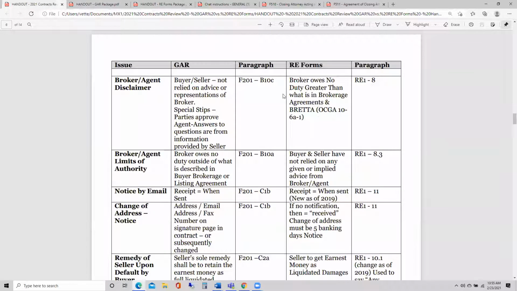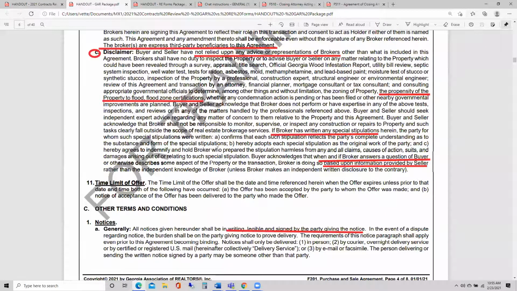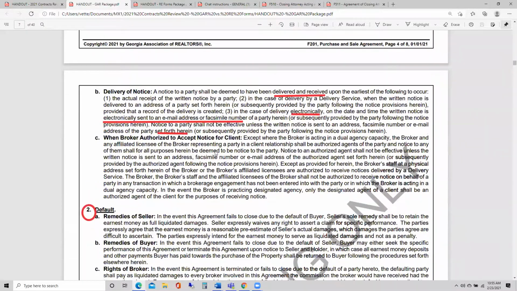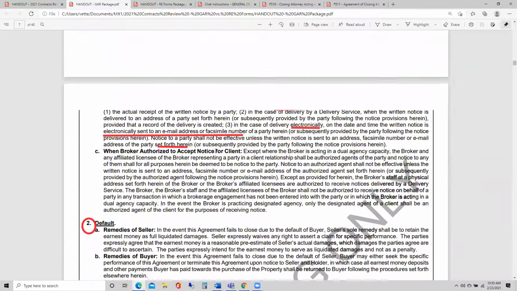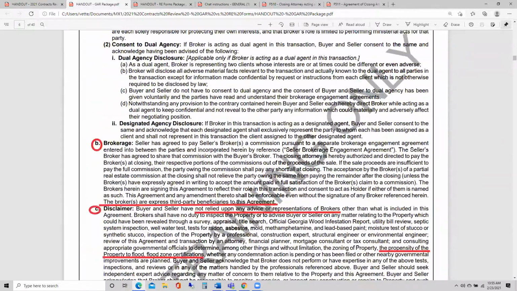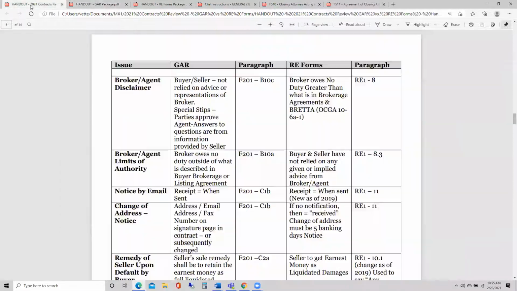In the RE Forms paragraph, it goes on further, I can't find it right now, about the limits of your liability. Let's see where that is. Broker's limits of authority. Broker owes no duty outside of what is described in a buyer brokerage agreement or a listing agreement.